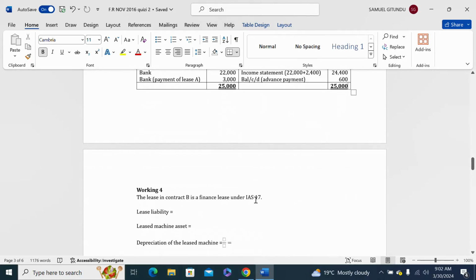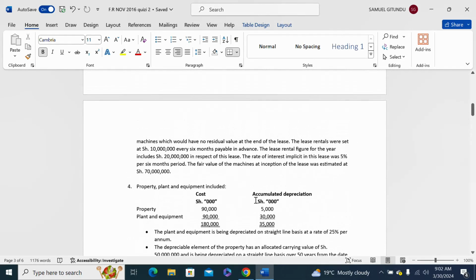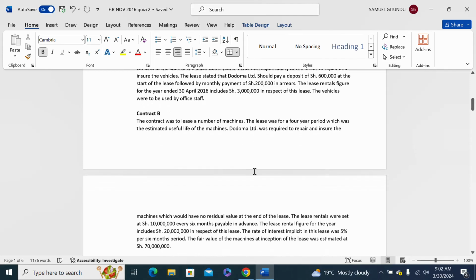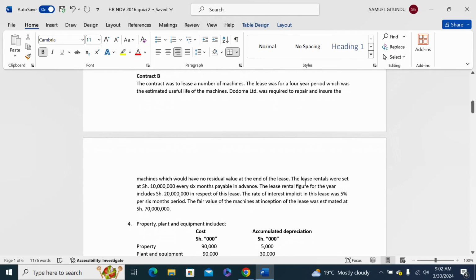Then we go to the lease in contract B. The contract was to lease a number of machines. The lease was for a 4-year period, which was the estimated useful life of the machines. Dodoma Limited was required to repair and insure the machines, which would have no residual value at the end of the lease. Therefore, this is a finance lease under International Accounting Standard 17.